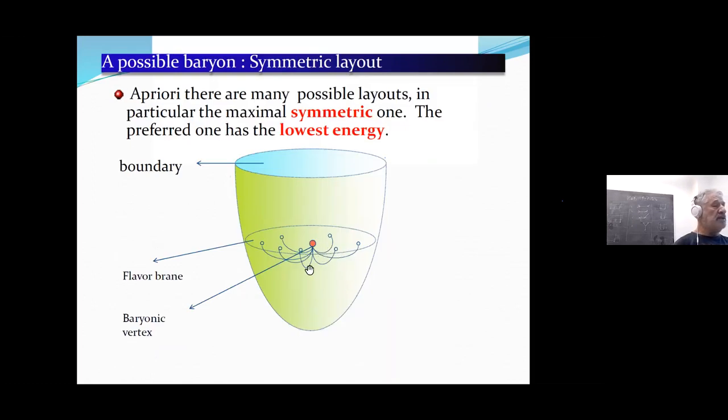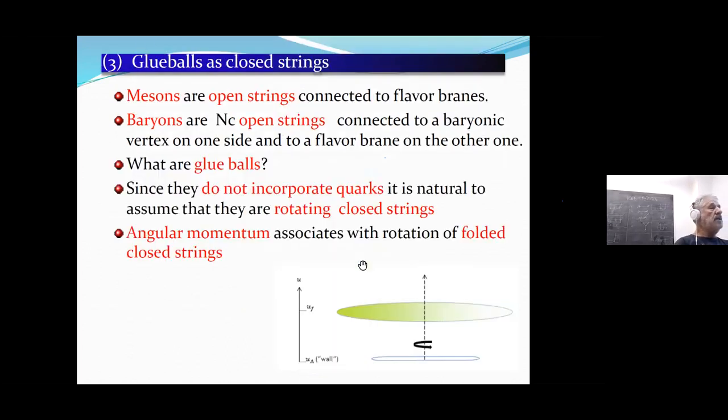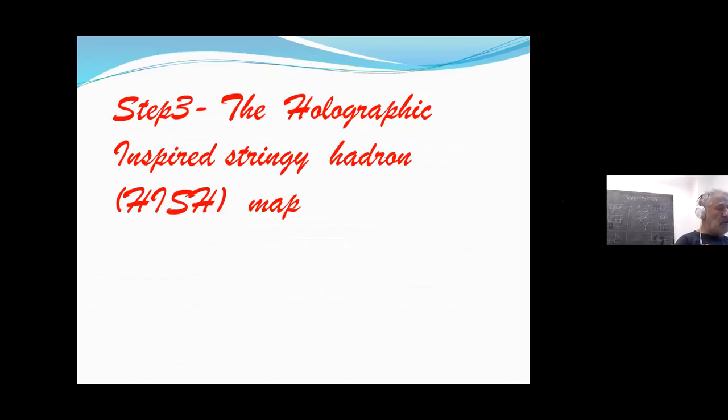There are several possible layouts for these strings. And of course, one has to determine the preferred one using the lowest energy, but it can be in a symmetric way, or it can be the totally asymmetric way, where we have a quark on one side and the baryonic vertex connected to NC-1 quarks on the other side. And now I'll come back to baryons later.